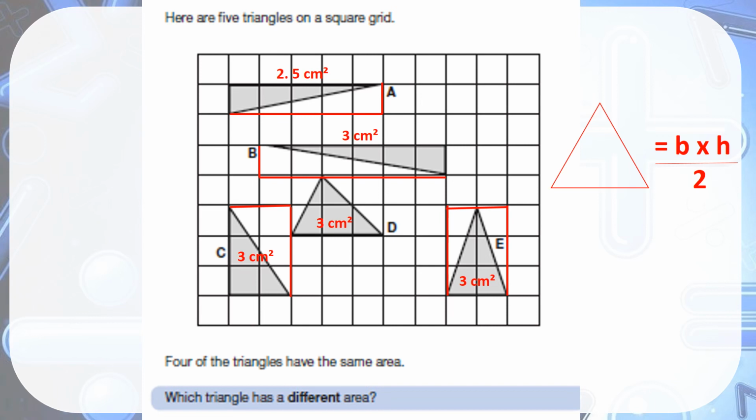For example, if we had a look at E, I can see that the base of E is 2 squares, so 2 centimetres, and the height of that triangle is 3 squares because it goes up 3 squares. So to find the area of the entire rectangle, I would do base times the height, which would be 2 times 3, which is 6. And then to find the area of the triangle, I would half that, which would give me the answer of 3. So in this entire question, it is A, which is the odd one out.